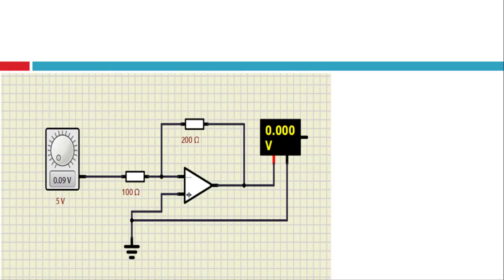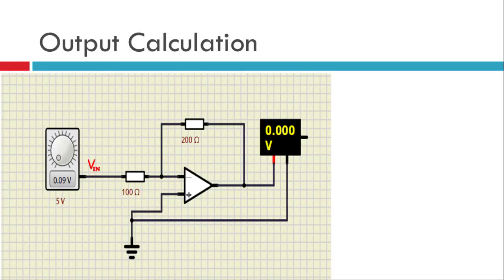So let us see the calculation part. This is the input, which we denote by VIN. Then we have R1 as the input resistor, RF as the feedback resistor, and V0 as the output. Given these parameters, the output V0 is calculated as minus VIN into RF upon R1. So this is the formula we get when we do the analysis: V0 equals minus VIN times RF upon R1.